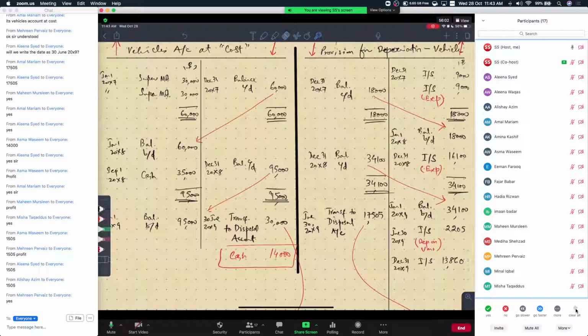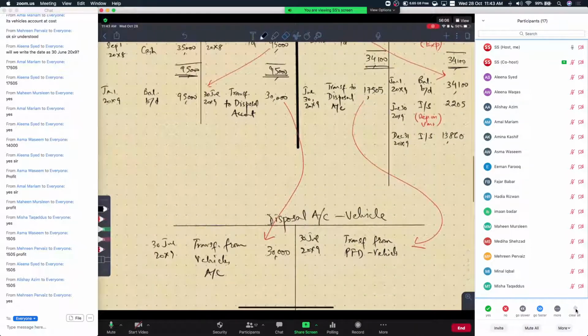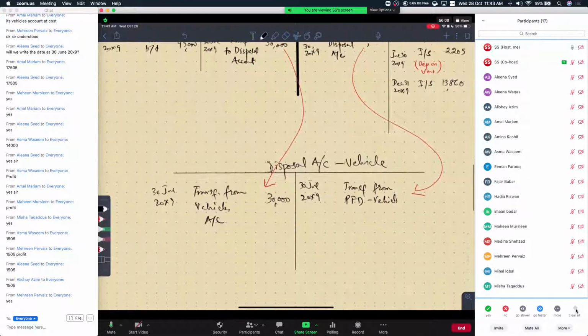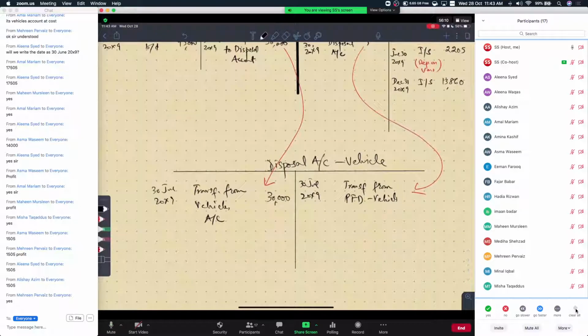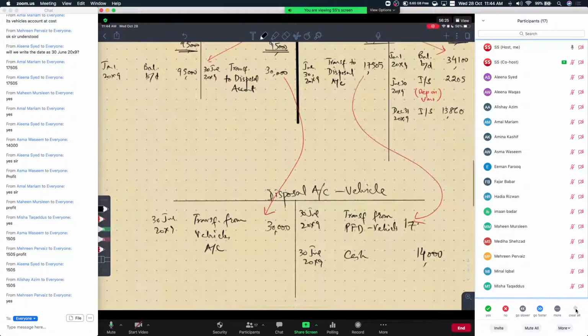We cannot have cash $14,000 over here. Instead, the disposal account is now representing your van 1, which has been disposed of. So the correct way of showing this would be cash here on the credit side of this van, 30th of June 20x9, $14,000 over here. And the value transferred from there, 17,505.